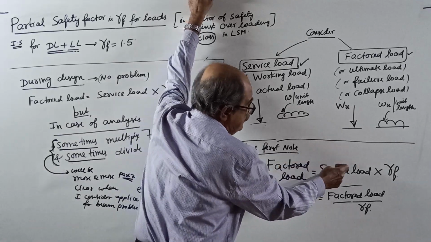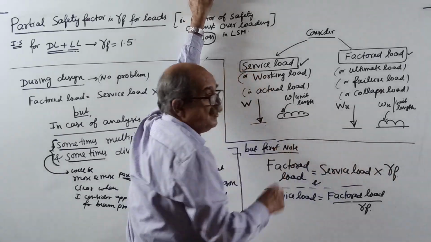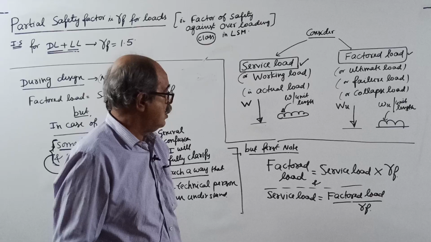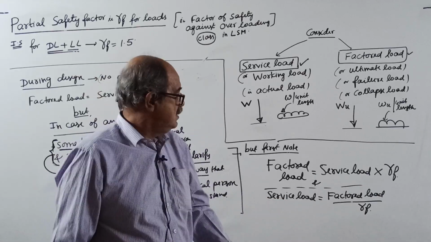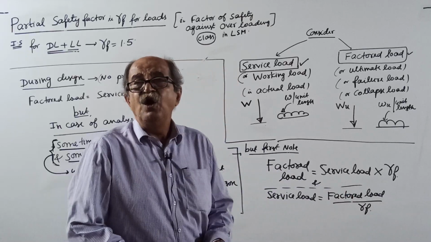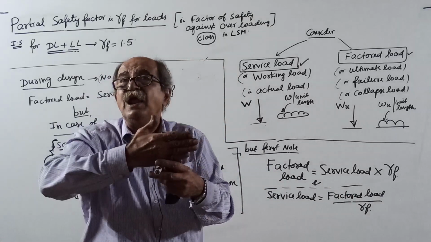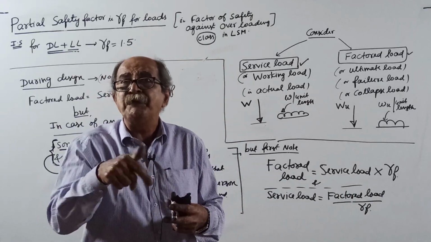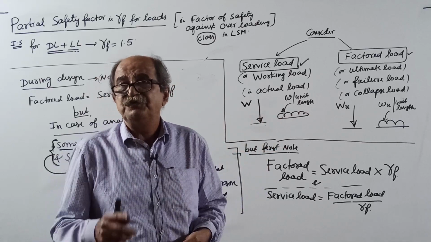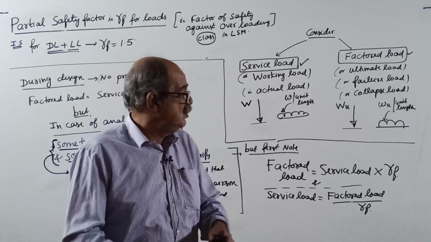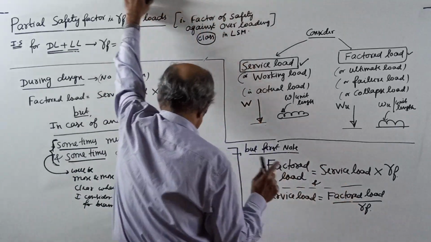Factored load equals service load into gamma F, which you use when you know the value of the service load. Or suppose you know at what load the beam will collapse, the factored load. Then, if the failure load is known, for safety you apply a lesser load: divide by gamma F.